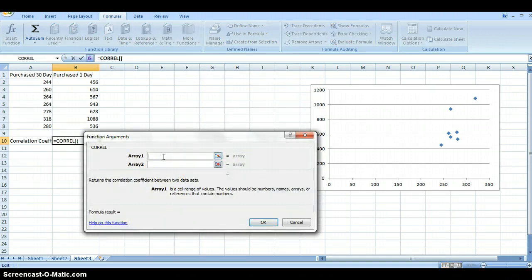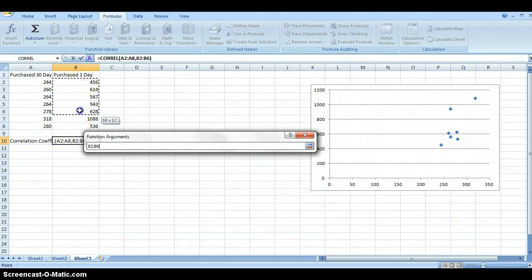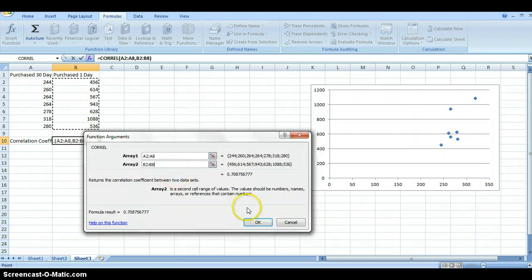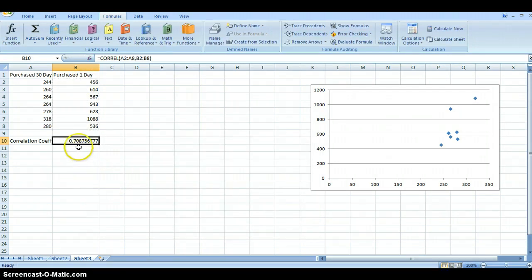And the first part that it asks for is the first array. So you highlight the first column values, and it automatically populates into there. For the second array, I need to move my cursor, and then again I'm just going to highlight those numbers. And when I hit OK, it gives me the correlation coefficient R, which we would round to probably 2 or 3 decimal places, and it's not strong, but it's not weak. So it's a good assumption to say that these two are related to each other, that there is a relationship.